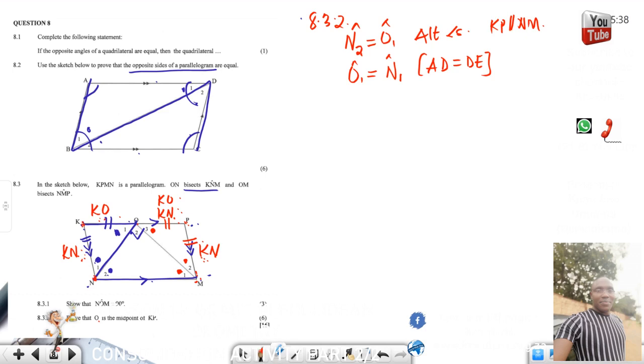No, let's not use that, I'm picking a different triangle there. We said N2 is equal to O1, alternate angles. And then O1, therefore, equals N1. Therefore, can we say KN is now equal to KO? That's what we said. Sides opposite equal angles. Awesome.